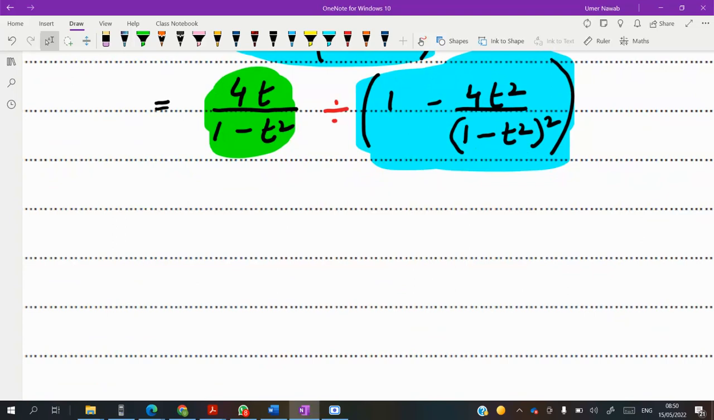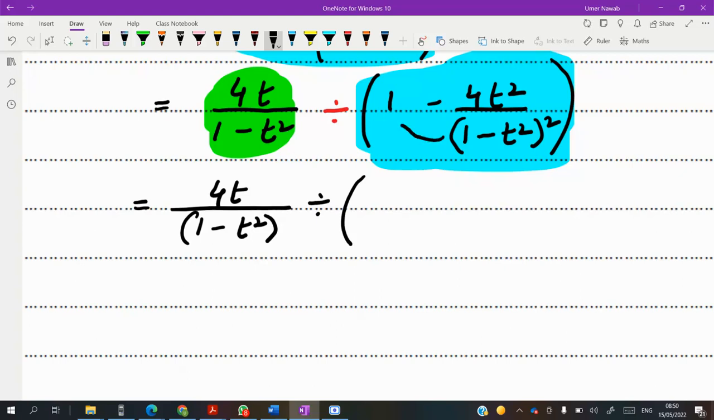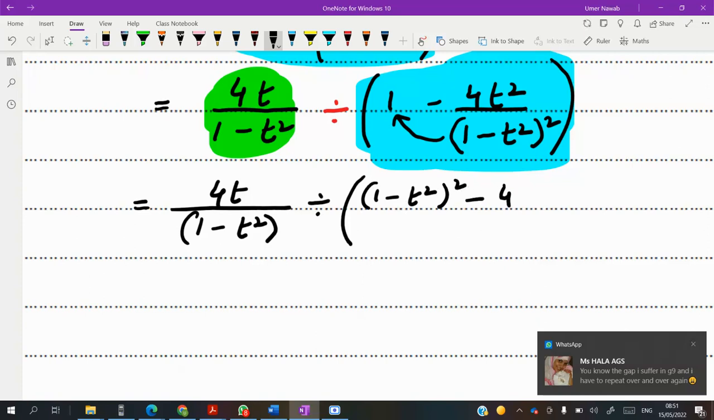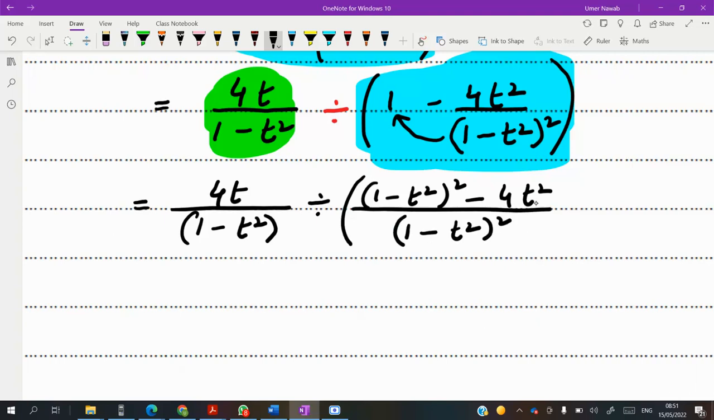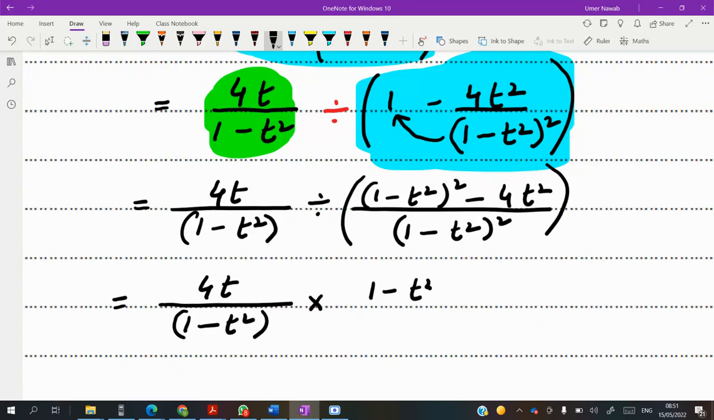Now, one minus t squared, again division sign, this is multiplied with 1, so 1 minus t squared whole squared minus 4t squared over 1 minus t squared whole squared. Now change the division sign to multiplication. 4t over 1 minus t squared times 1 minus t squared whole squared goes up and the numerator goes down.